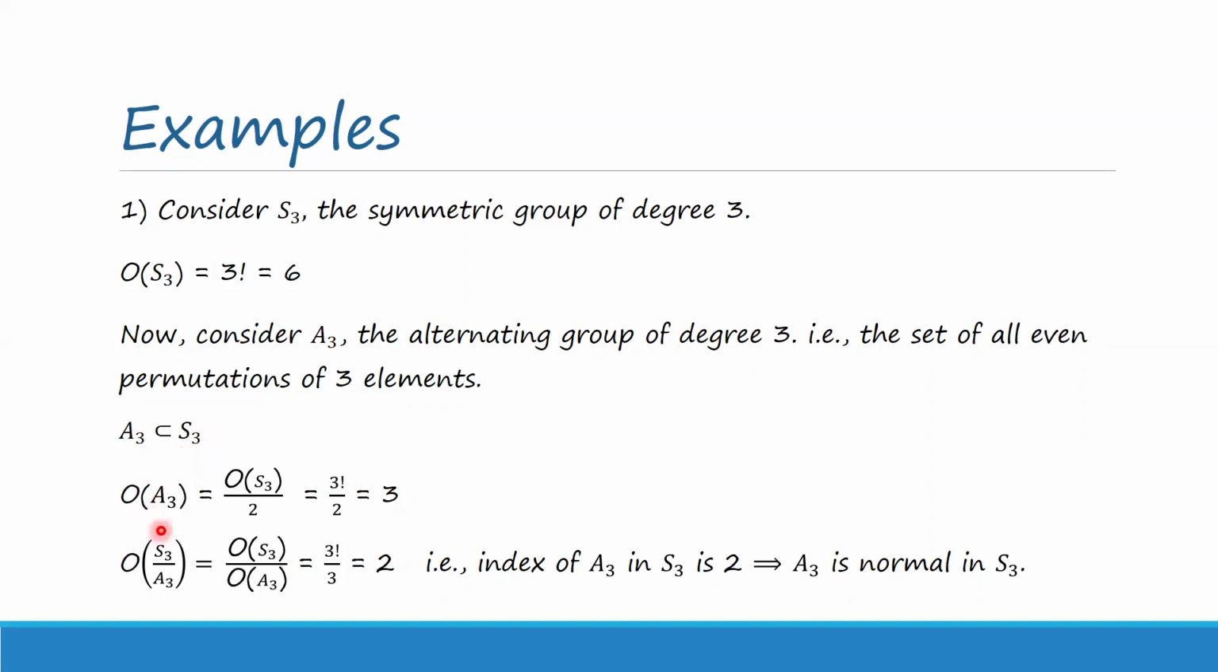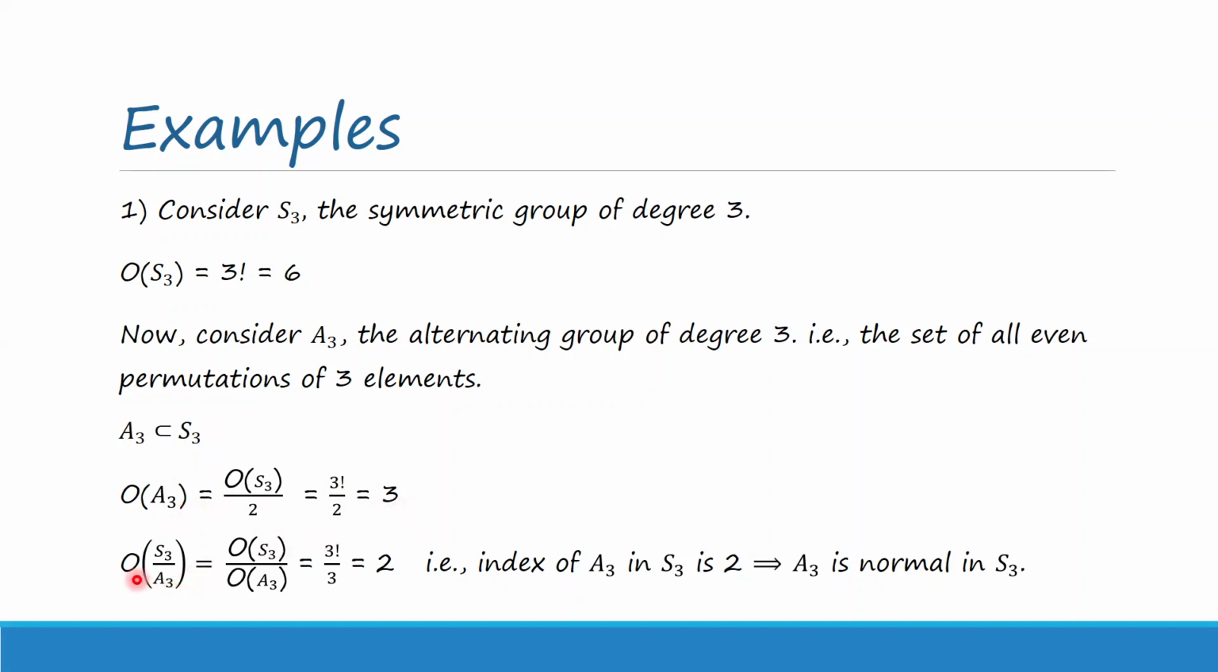Now let us see what is the order of A3. We know that it is order of S3 divided by 2. So that is 3 factorial by 2. That gives us 3. And 3 is a prime number, right? Therefore, since it is a prime number, A3 will be abelian.